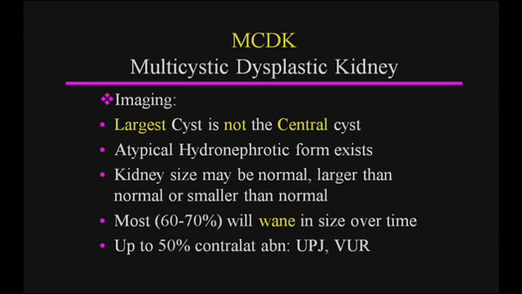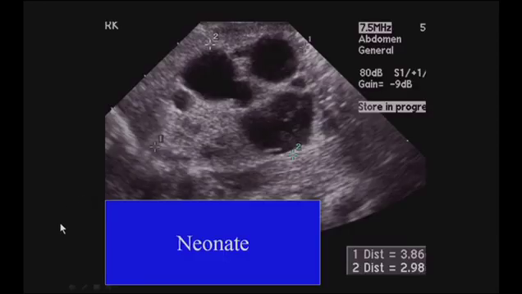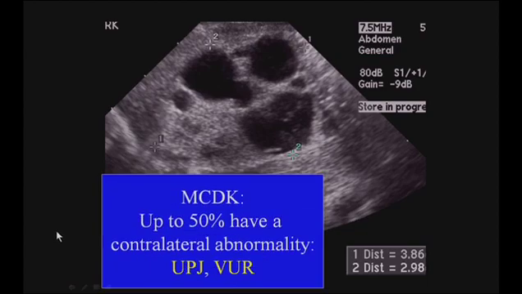And this is, again, multicystic dysplastic kidney. Largest cyst, again, is not the central cyst. Atypical hydronephrotic form does exist. Most will wane in size over time, so after the child's born, they will disappear. But up to 50% of cases have contralateral abnormalities, which can represent reflux or UPJ obstruction. This is a neonate with several cysts of various sizes and an area of abnormal parenchyma indicating multicystic dysplastic kidney.